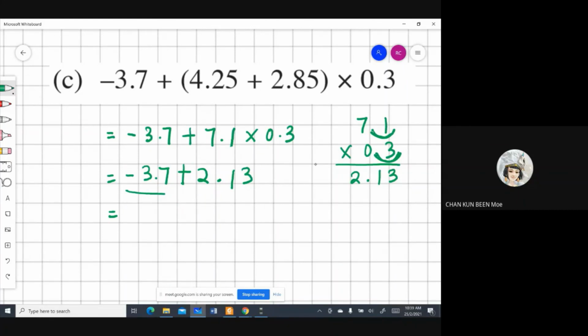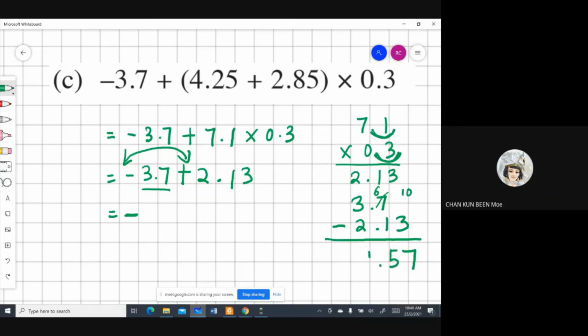So when it comes to different signs, one negative, one positive, you refer to the bigger number. The bigger number is 3.7, right? You copy the negative sign. And then when it comes to different signs, you have to minus, which means 3.7 minus 2.13. So you borrow from here, becomes 6. 10 minus 3, 7. 6 minus 1, 5. 3 minus 2, 1. So the answer is negative 1.57. Okay. You all understand?